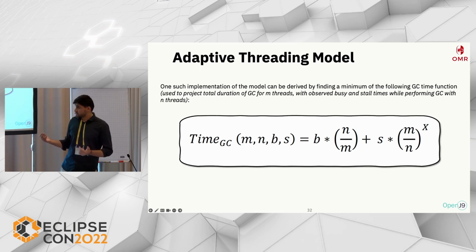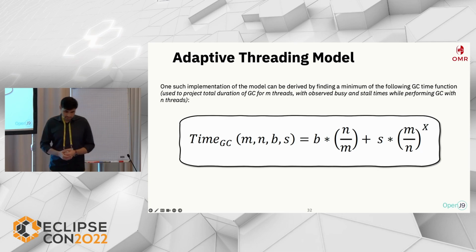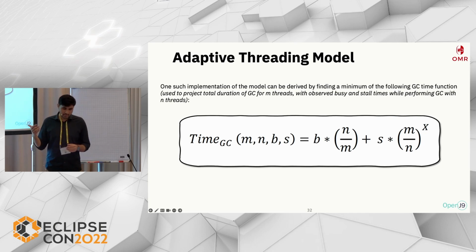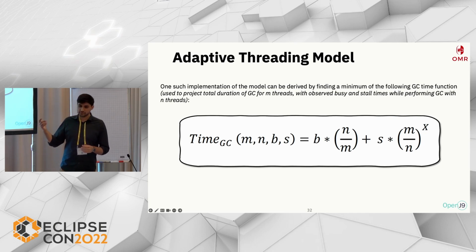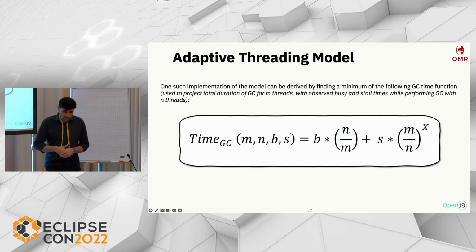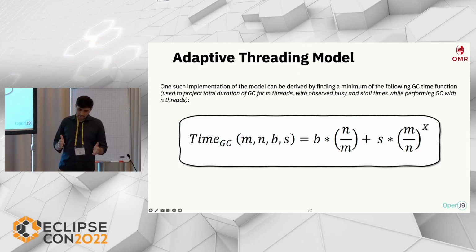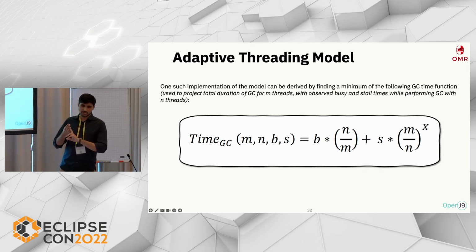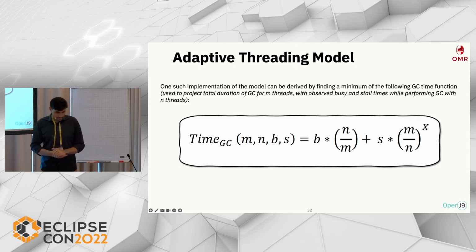So this time function that we came up with proved to be pretty good. It basically says that GC time is proportional to the number of threads, proportional to busy time, and inversely proportional to stall times. So in plain English, what it's saying is that if we have n threads and we know the busy and stall times from using those n threads, then we should be able to figure out what the GC time is for m threads, for an arbitrary thread count.